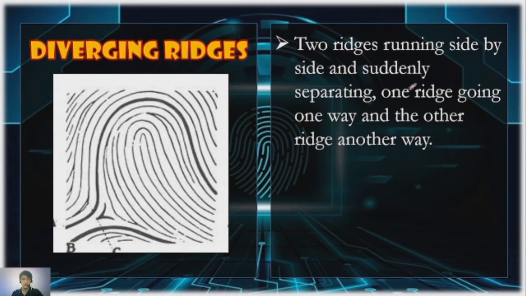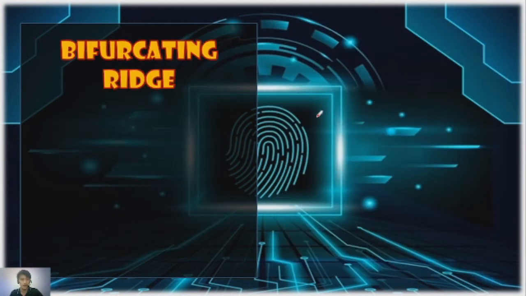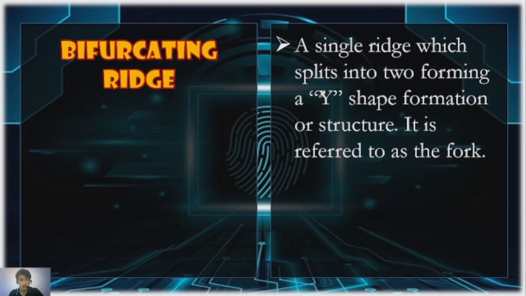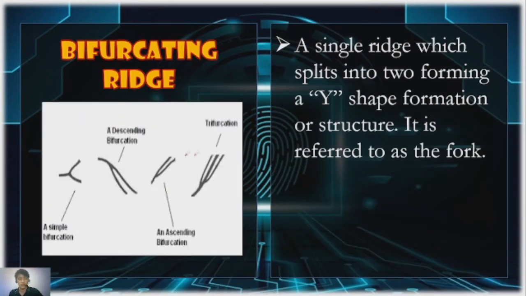Okay, next in here, we have the so-called bifurcating ridge also. This is what I was saying a while ago, that it's different. It usually forms the letter Y. Why? It's because it's a single ridge that splits into two formations or two ridges. Just like in our illustration, we have here a simple bifurcation. Just a simple bifurcation. Okay?